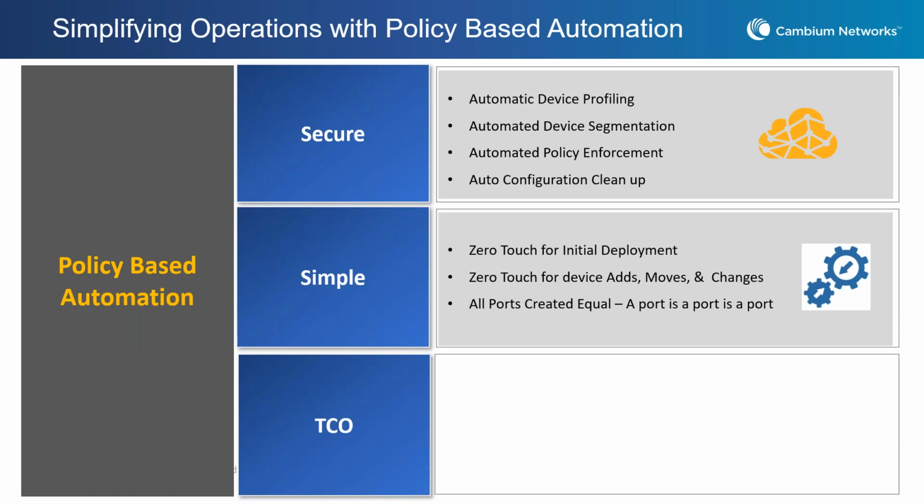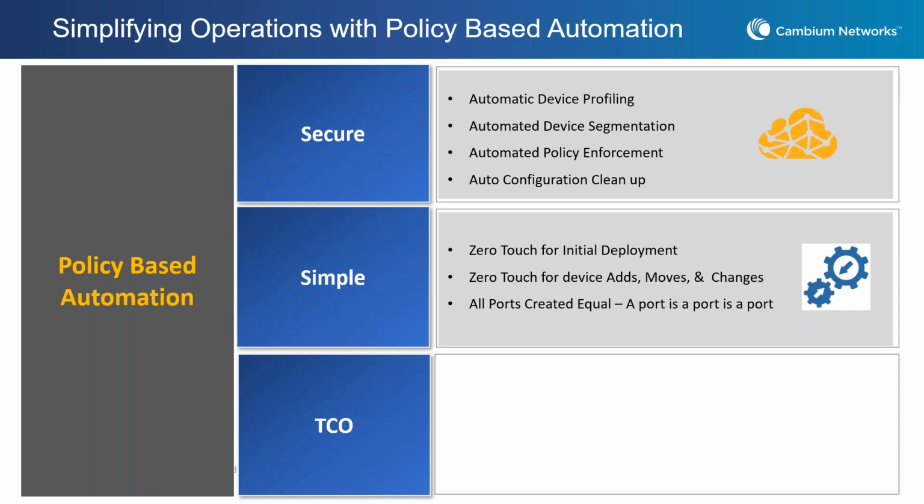In addition, every port is created equal. When you create a policy for a certain type of device, let's say you're creating a policy for video surveillance cameras, and you want to put your video surveillance traffic onto a certain VLAN, and so on and so forth. When that policy exists, that policy gets applied to all ports. So it doesn't matter what port you plug that video surveillance camera into. You can plug it into port 1, you can plug it into port 10, it doesn't matter. We automatically profile it, we automatically detect it, we automatically apply the policy to that device.